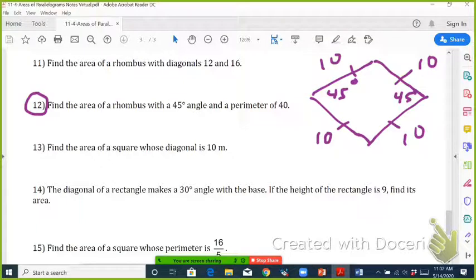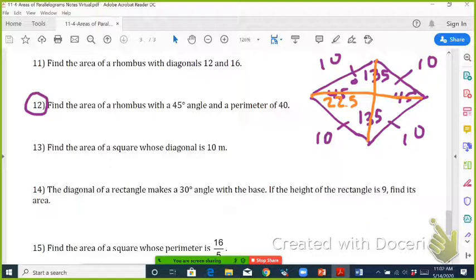Okay, in 12, we have to find the area of a rhombus with a 45-degree angle and a perimeter of 40. So that tells us that each side is 10, and one pair of opposite angles is 45, and another pair of opposite angles would be 135, because this is a parallelogram. So, you know, consecutive angles are supplementary. Alright, so we need to find the diagonals. So what I'm going to do is draw the diagonals, and since it's a parallelogram, it's going to bisect these angles. So this angle would be 22.5.